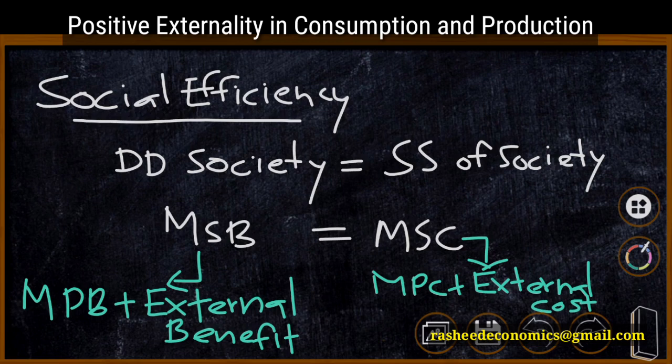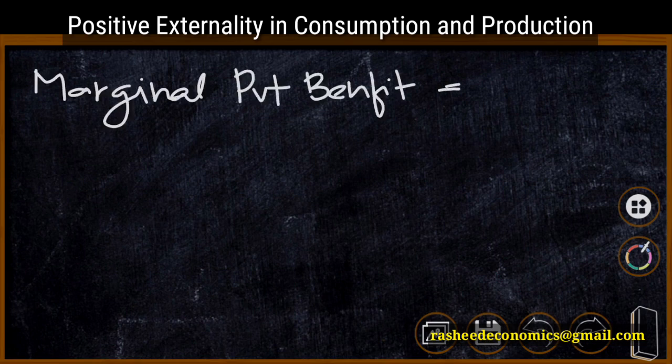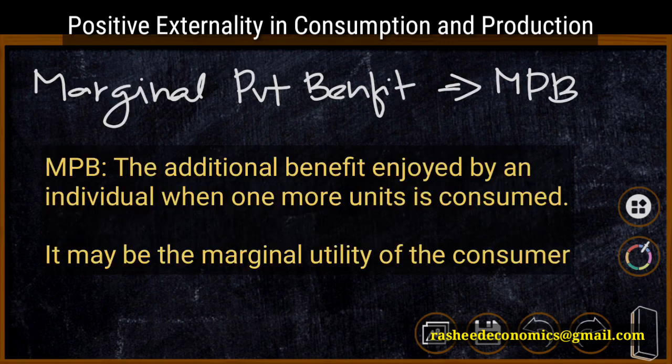Now let us explain each term separately. First one is the marginal private benefit, MPB. This is the additional benefit enjoyed by an individual from the consumption of an additional unit of a commodity. It is the utility or satisfaction derived by an individual additionally when he is consuming one more unit of a commodity.